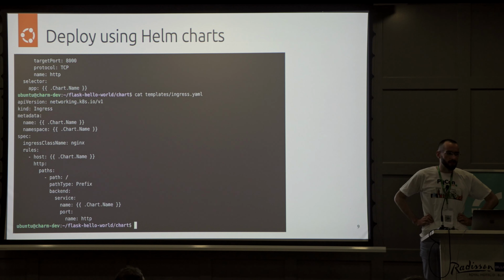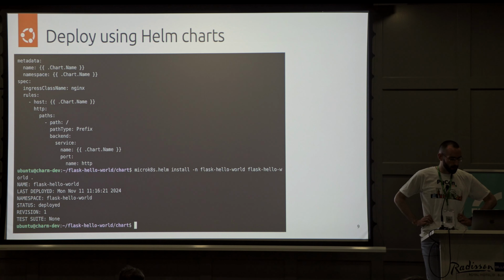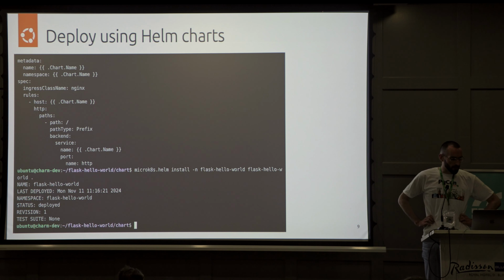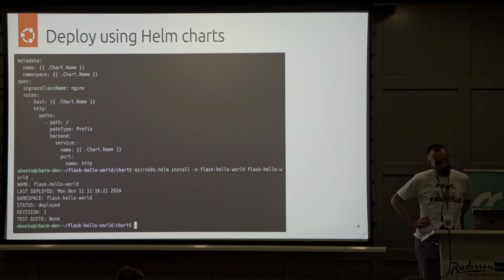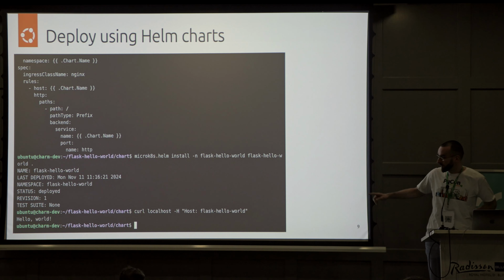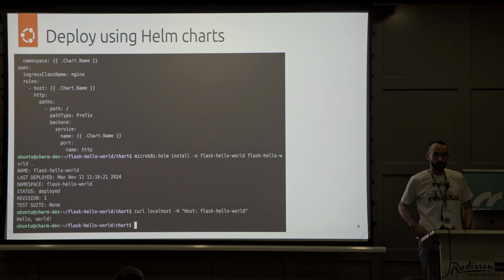Okay, so those are the resources that we need, and then we can just use the Helm extension for MicroK8s to run the application, which happened very quickly. And then if we send a curl request to the localhost, we will see that the application is working as expected. Here we had to put the host there because that's how the ingress routing is working. Okay, so that's the Helm chart.